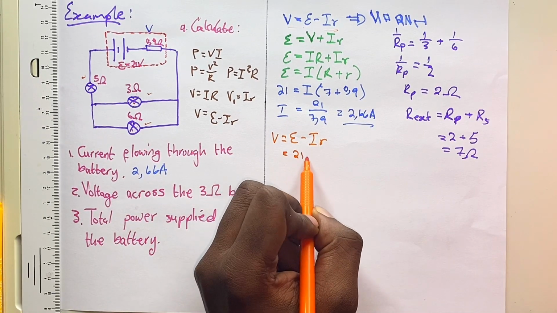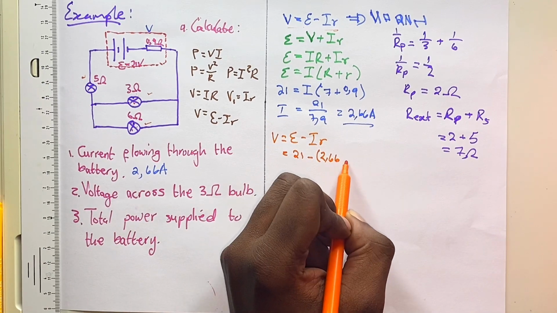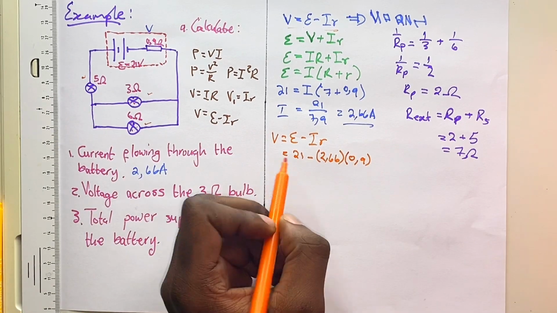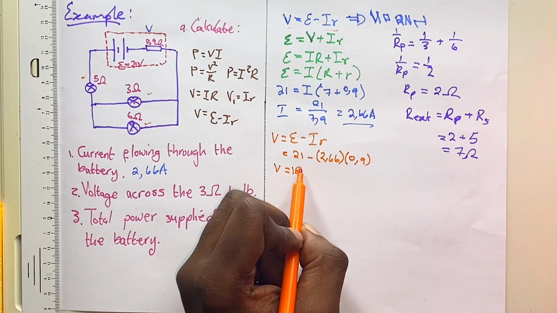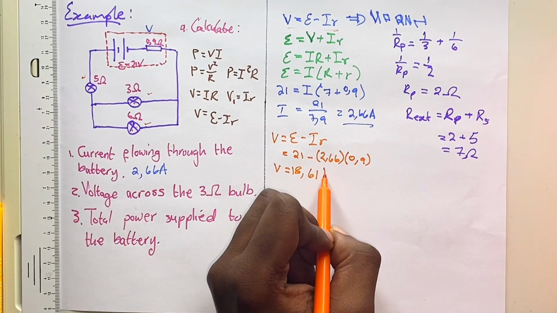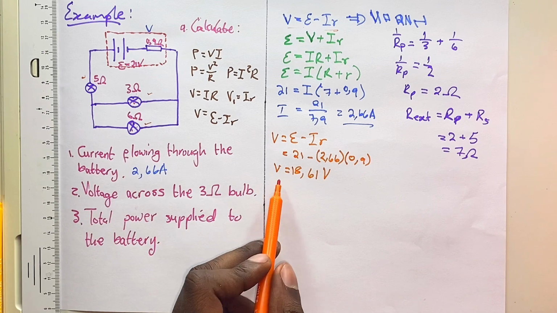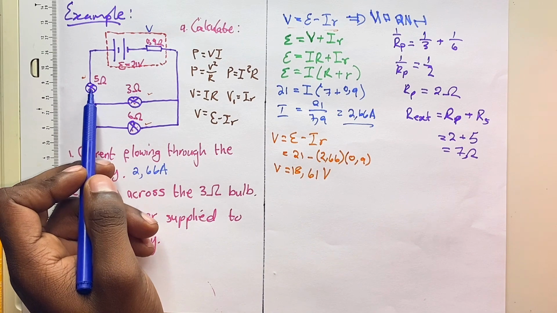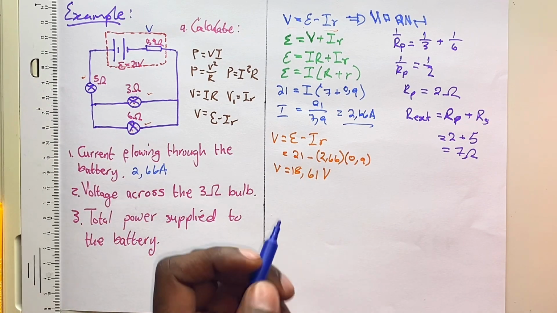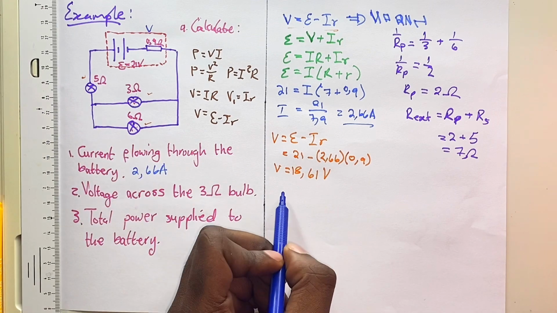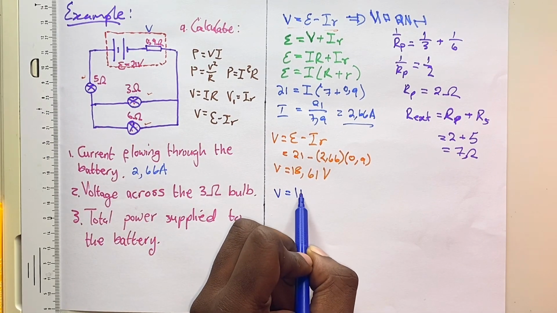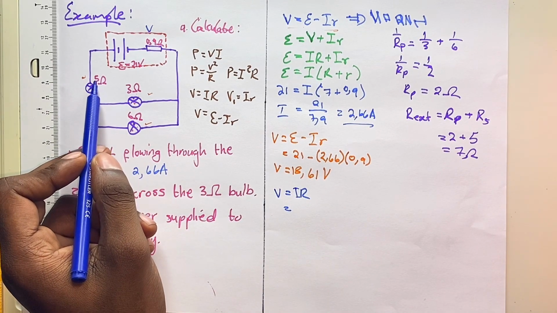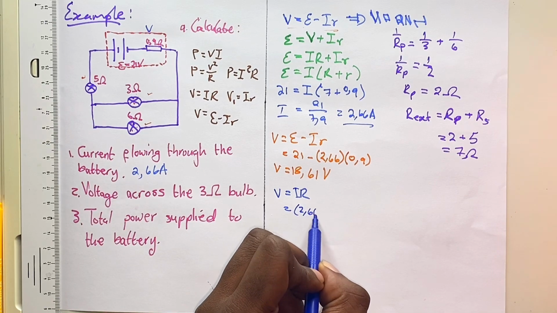Now my EMF is 21 minus my current, which we found is 2.66, times my internal resistance, which is 0.9. This means that my V will be equal to 18.61 volts. And now that I have the total voltage of the circuit, I can find the voltage at 5. Now, the voltage of the 5 ohm resistor will be equal to V equal to IR. The current that flows through the 5 ohm is the total current of the circuit, which is 2.66.